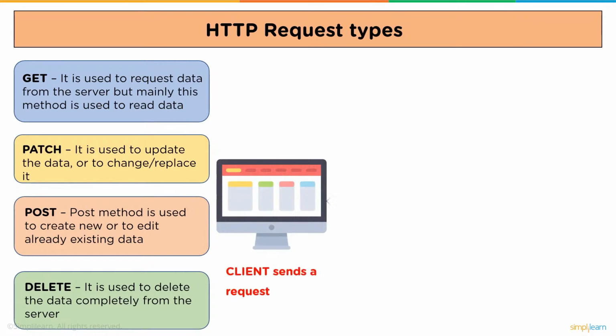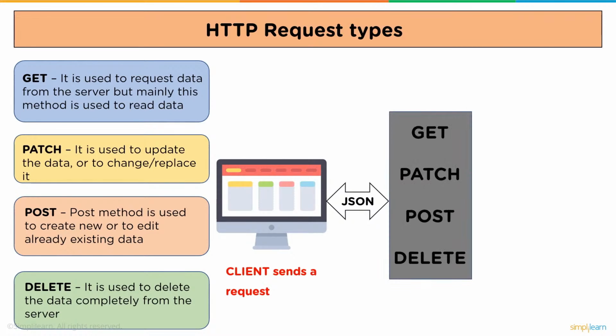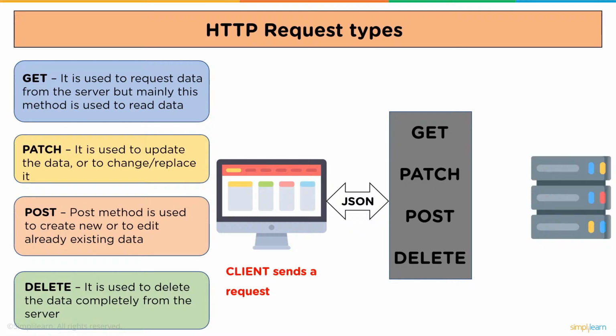Now, we will see the complete architecture of HTTP request type. In this, client sends a request in the form of JSON file, and with the help of HTTP request, which are GET, PATCH, POST, and DELETE, it will go to the server and then sends back the response to the client in the form of message to tell what happened to the request. And now, we will create a simple RESTful API from scratch.